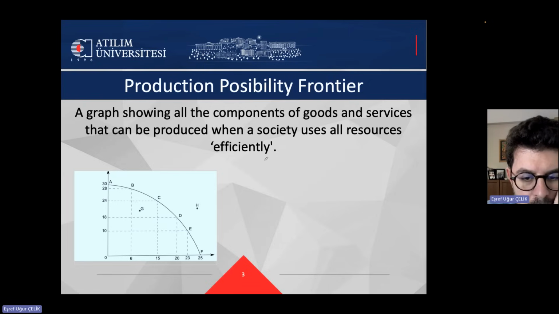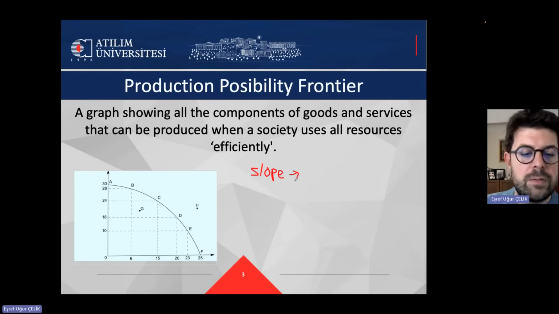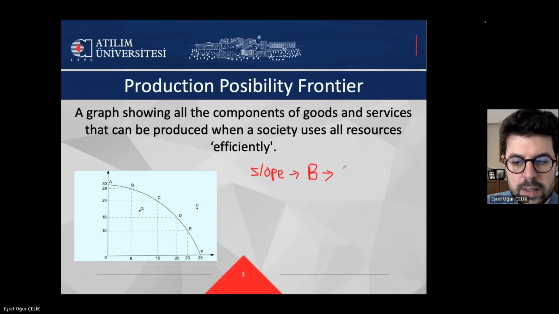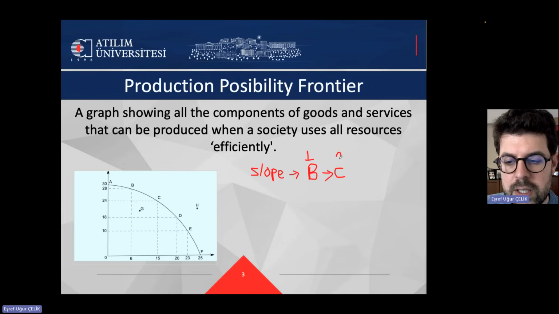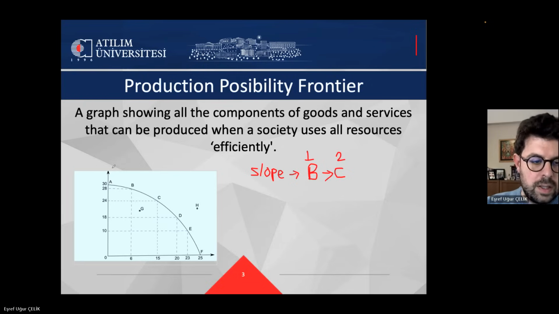For example, let's assume the question is, what is the slope for moving B to C? It doesn't matter. B is our first point, and C is our second point. Let's assume that this is the vertical line Y and this is X. We can move B to C.